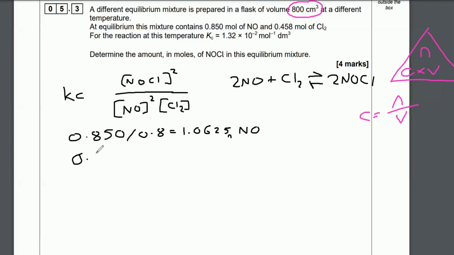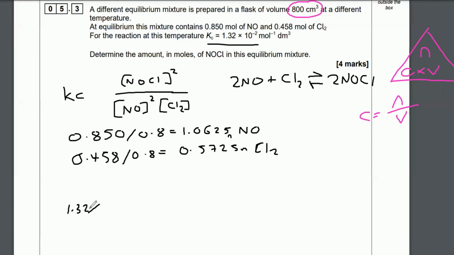Okay, so 0.850, that's the moles of NO, nitrogen monoxide, divided by the decimetres, which is 800 over 1,000. I've just written 0.8, and you get 1.0625. Now, that's moles per decimetre of nitrogen monoxide. And then if we do 0.458 moles of chlorine gas over 0.8 decimetres, I get 0.5725 mole per decimetre of chlorine. So now I have my concentration of nitrogen monoxide and chlorine.